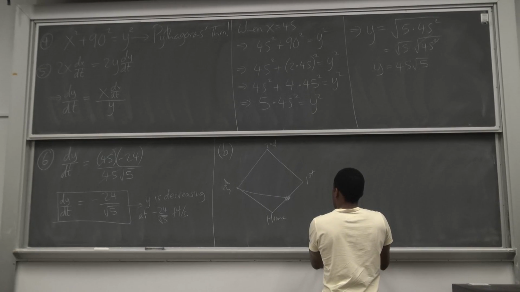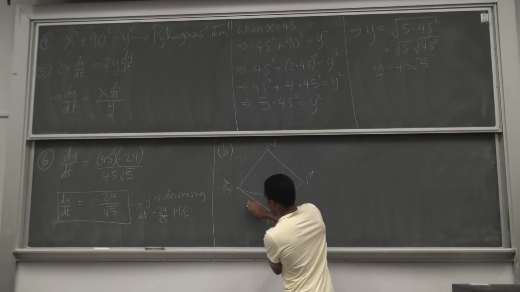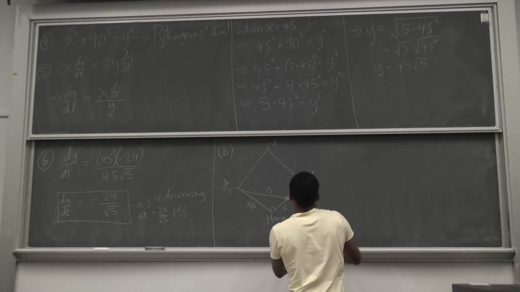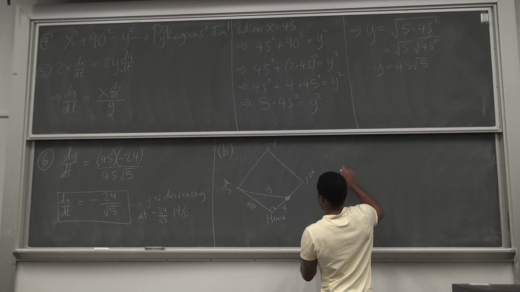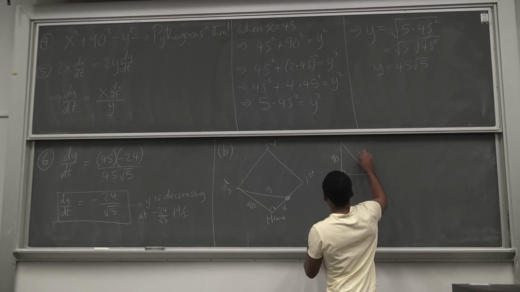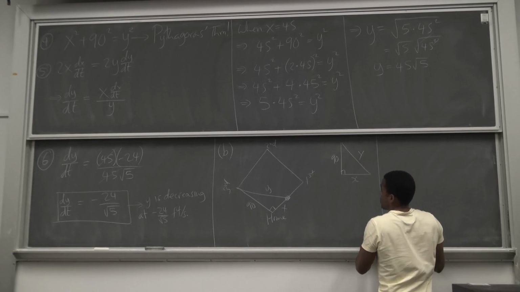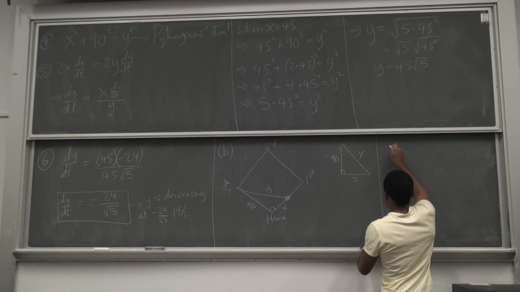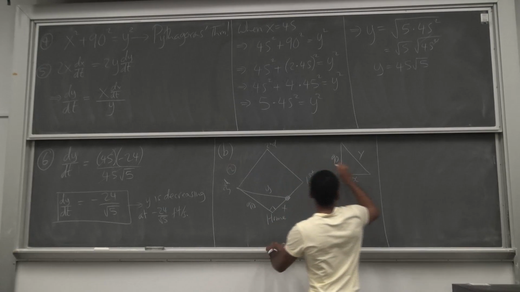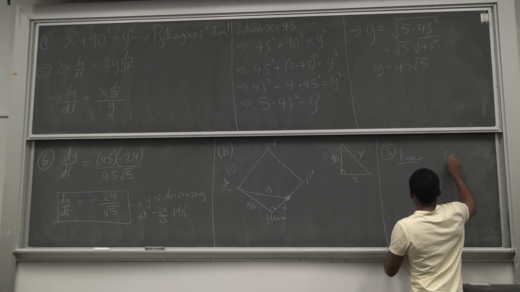So now what? Yeah, relabel, right? So make this 90. This I can call y, now that I can call x. So I have this diagram now: 90, y, x. Yes, this will be step 2. And now we go to step 3. Now you put in what you know and what you want.